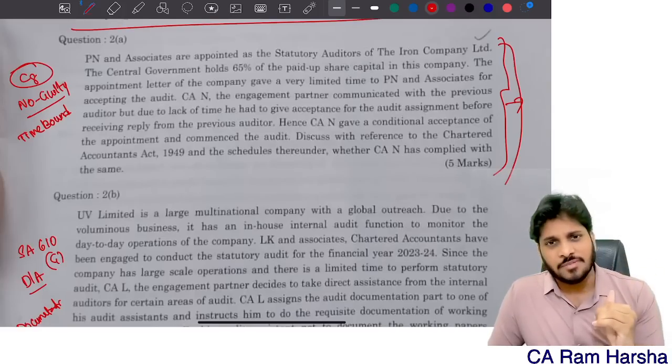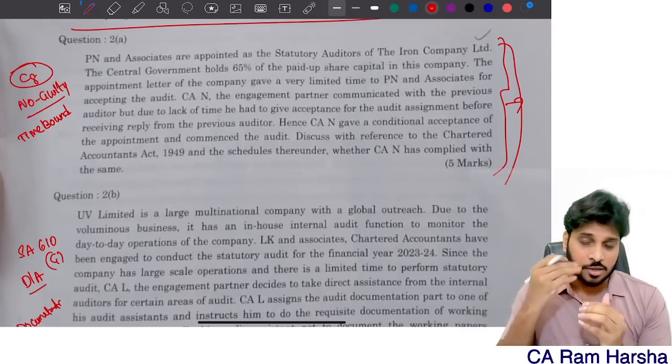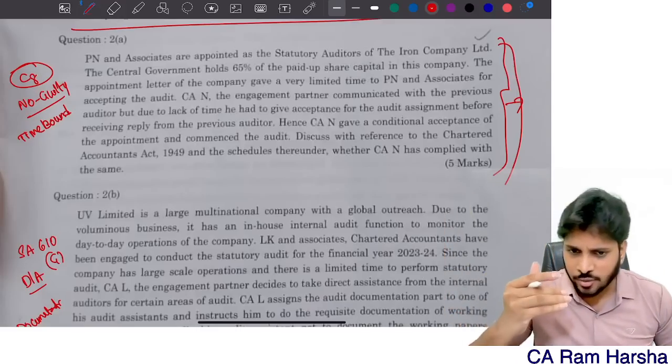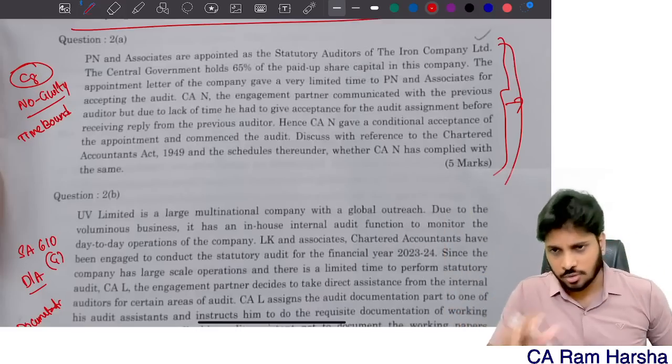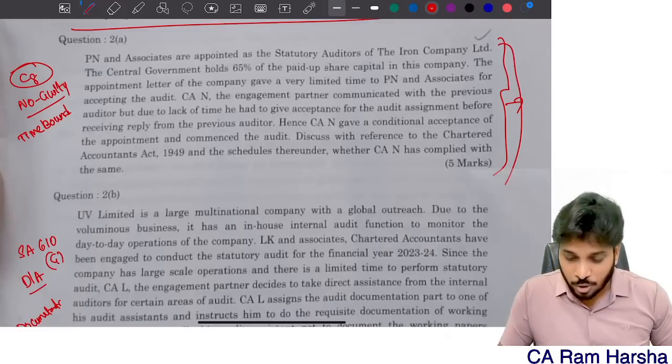If at all he didn't reply within the time bound, you can accept, you check all other formalities and you can communicate your acceptance to the government entity which has appointed you. So there is no guilt here. So that's the point which they are asking.